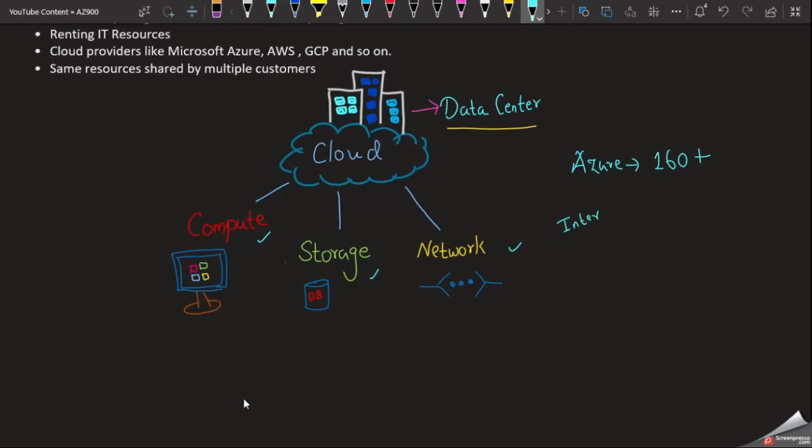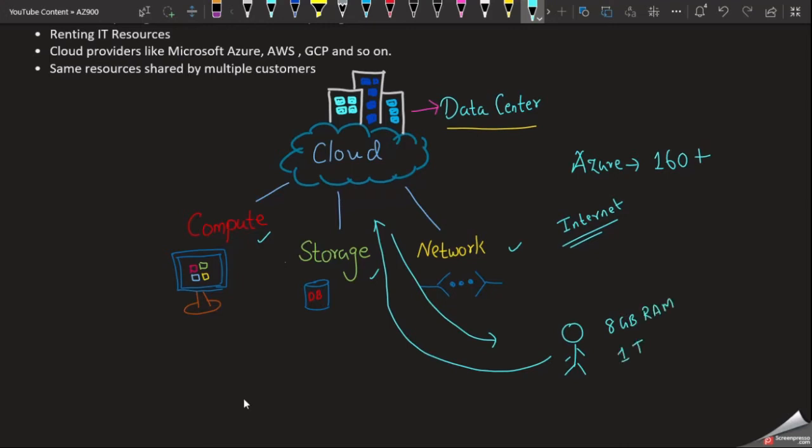With the help of the internet, they will provide the resources. Whatever resources the customer needs, he simply requests to the cloud. Then the cloud will provide the service through the internet. For example, if he needs compute with 8 GB RAM and 1 TB hard disk memory, the cloud simply provides this service and he is going to use these resources for 1 year.